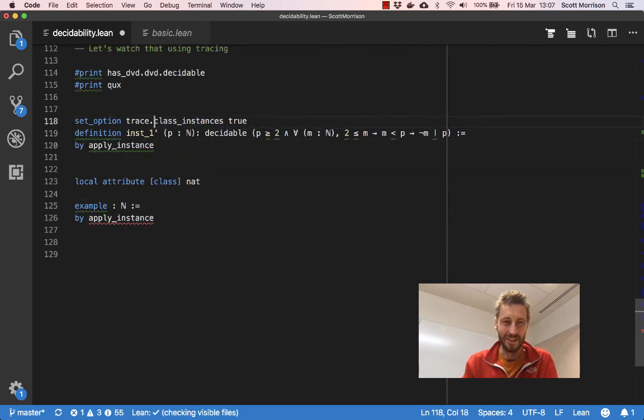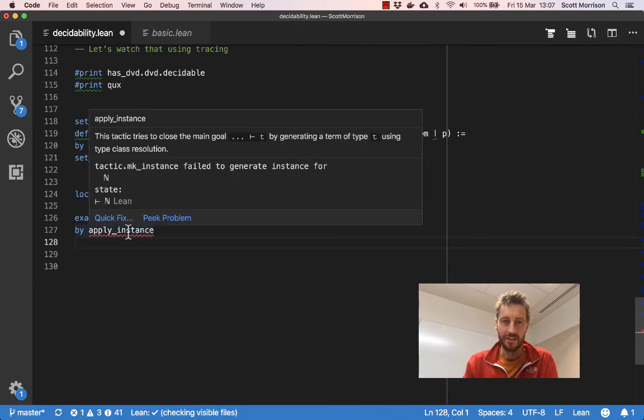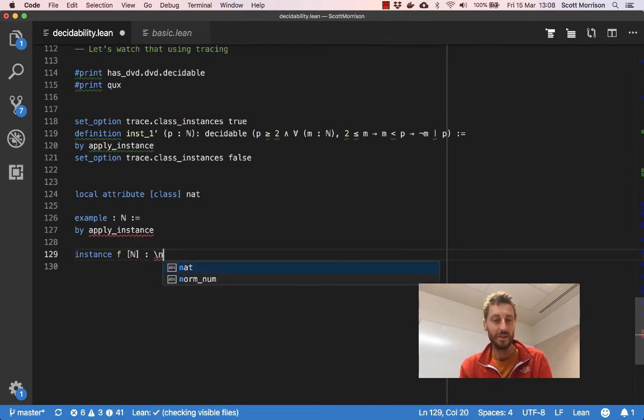Okay. So let's turn off tracing so we can just see the error messages more easily for a moment. So now what does it say? It says failed to generate an instance for nat. Okay, there are no instances out there that provide natural numbers. Okay, that's fine. So Keely's suggestion then is we just define an instance. Let's call it f, that takes a natural number as an implicit argument and produces a natural number. Let's give that guy a name, and it just spits out x again.